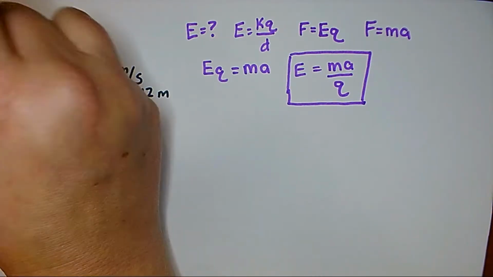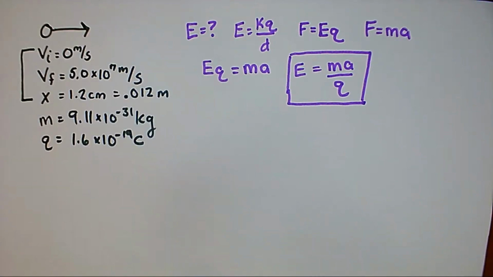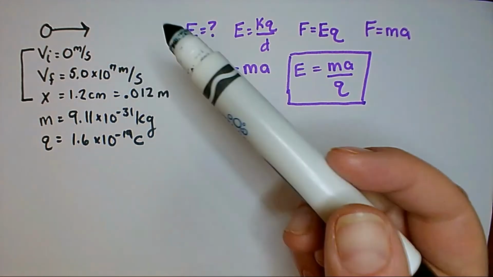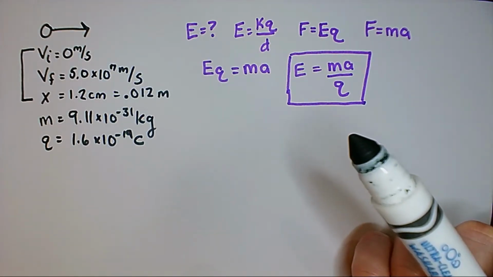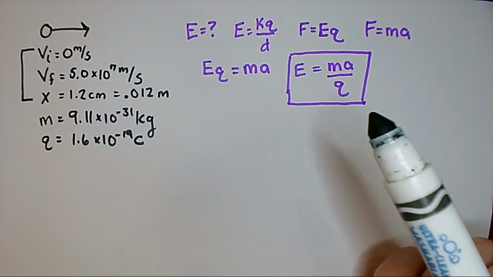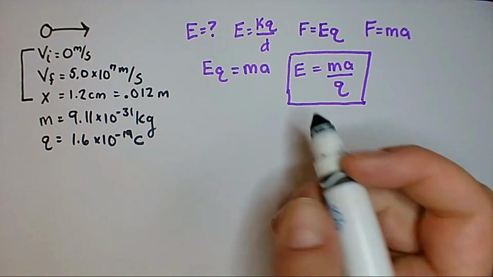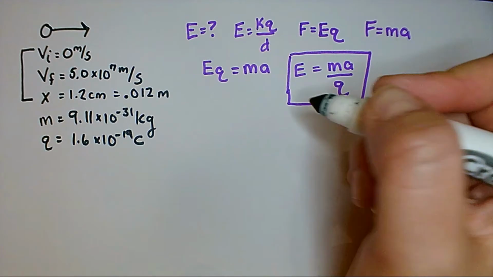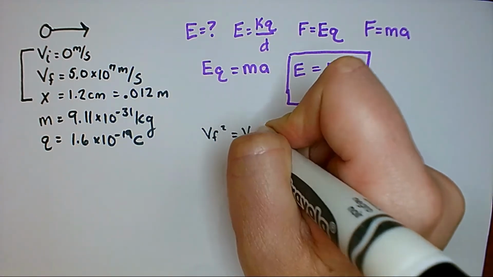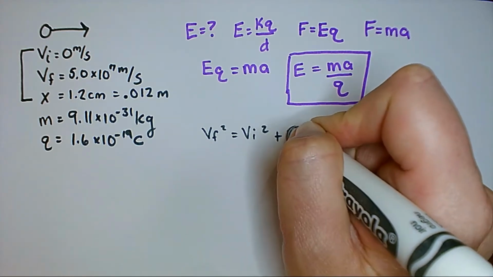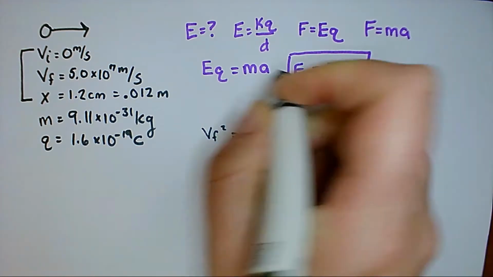The next thing we need to do is solve for acceleration using the constant acceleration equations. So if we want acceleration, we have velocity initial, velocity final, distance. Nothing about time is listed in this list of givens, so we want to use the equation without time, which is vf squared equals vi squared plus 2ax.